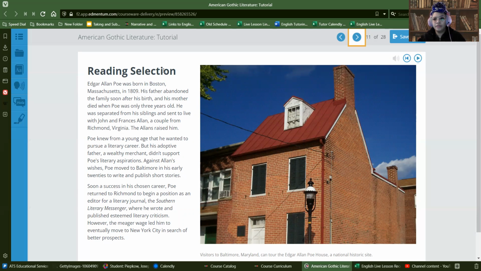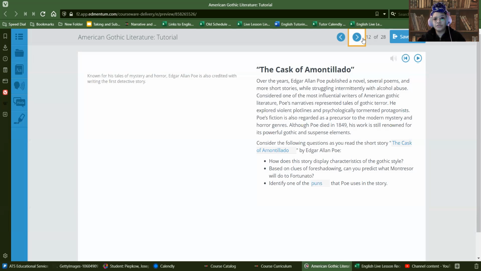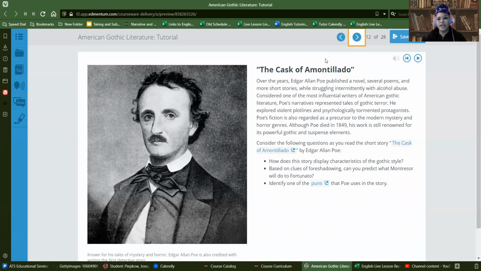Let's see. So the story that we're reading is called The Cask of Amontillado. Sorry. The Cask of Amontillado. So basically, this was one of his short stories. And they pretty much give you questions to consider while you are actually reading this story.